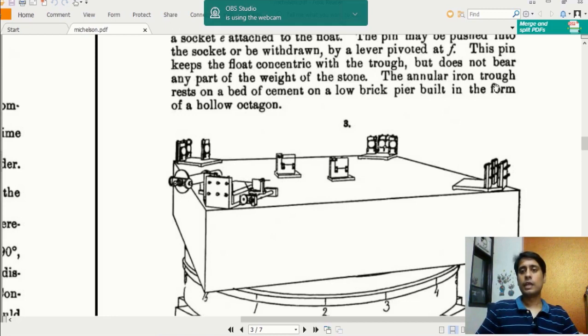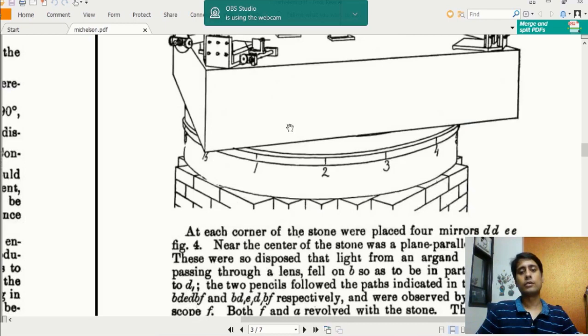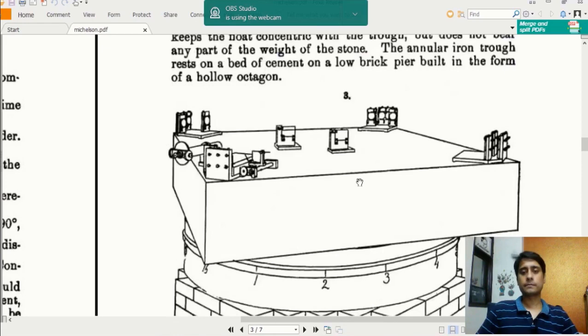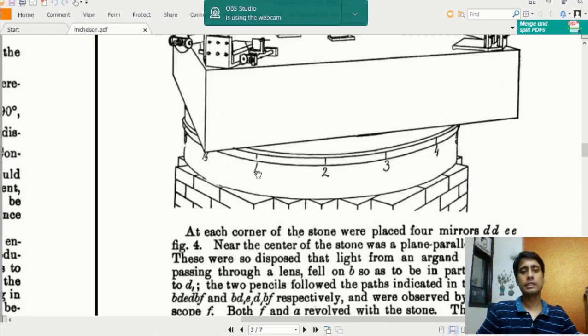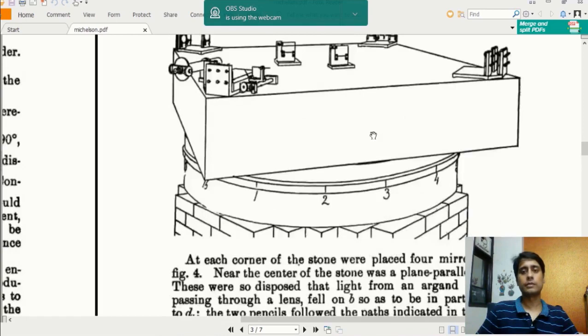The annular iron trough rests on a bed of cement on a low brick pier built in the form of a hollow octagon. You can see this is the hollow octagon, of very low height. Height is not mentioned here, but it was in the shape of an octagon, and you can see here there are some markings 1, 2, 3, 4. We will discuss about this soon.